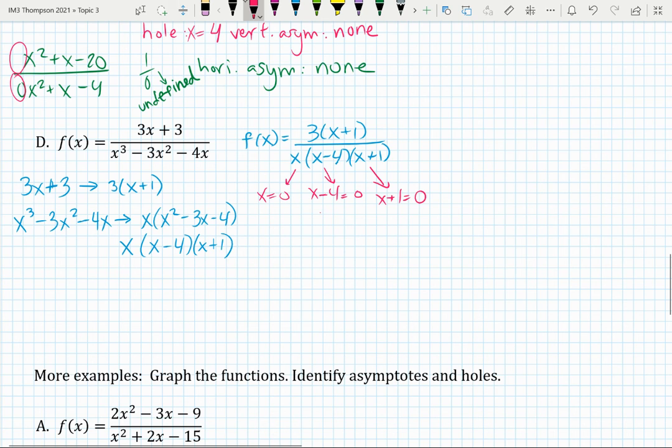Well, x equals 0 is just 0. X minus 4 gives me a 0 at x equals 4. X plus 1 gives me a 0 at x equals negative 1. When I have factors that cancel, like x plus 1, that creates a hole. So I have a hole at x equals negative 1. Which means the other 2 points of discontinuity create asymptotes. I have 2 asymptotes this time, 2 vertical asymptotes.